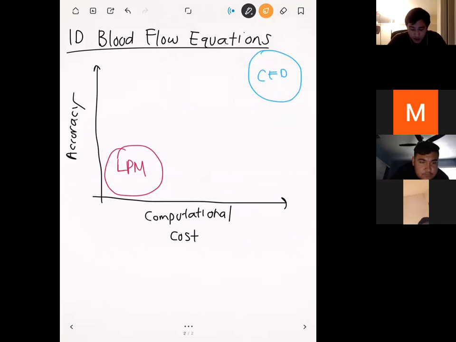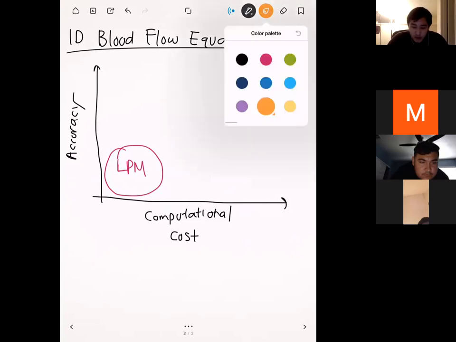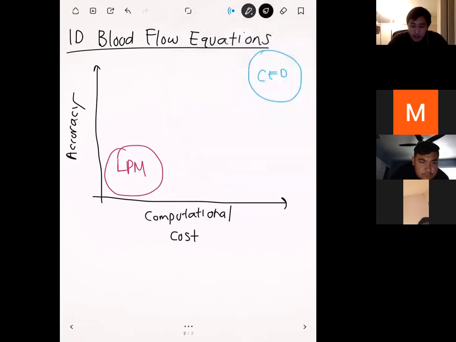So here we have two extremes: the really cheap LPM models, and the really expensive high-fidelity CFD. Just to draw an analogy, let's say you want to make yourself a nice steak dinner. On the one hand, on the CFD side, you make yourself a really nice dry-aged A5 Wagyu steak.